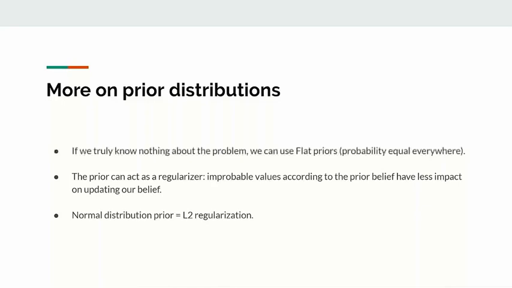I've discussed an extreme case of that with the uniform distribution, where if I assign 0 probability to values beyond minus 1,000 and 1,000, then there is no chance to find them in the posterior distribution. So this is conceptually a regularization, and in fact, a normal prior distribution is mathematically equivalent to L2 regularization.